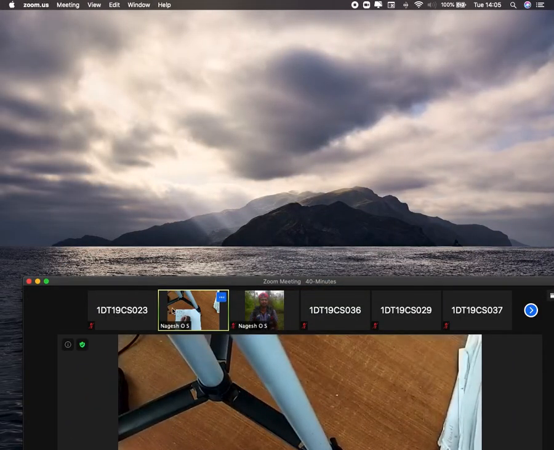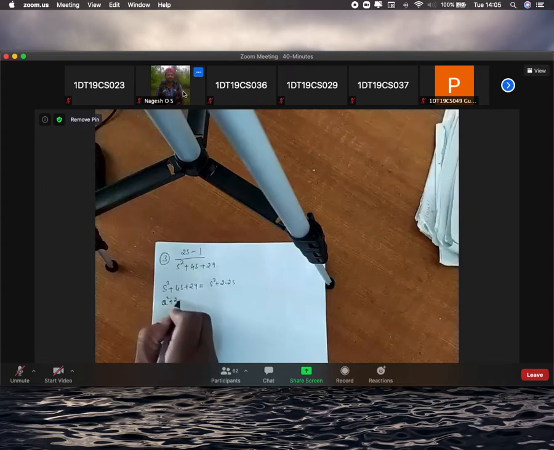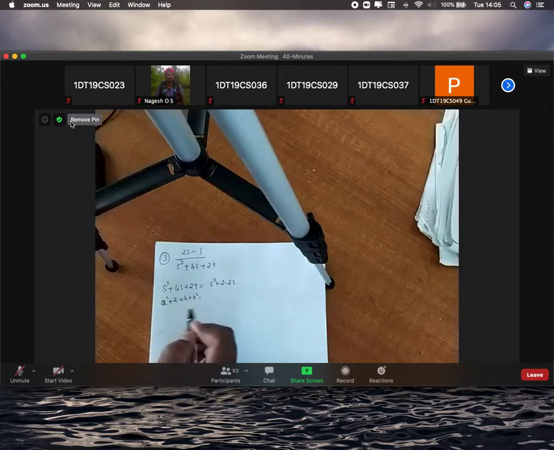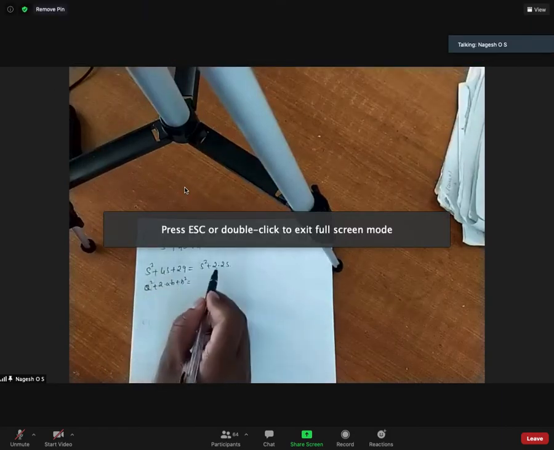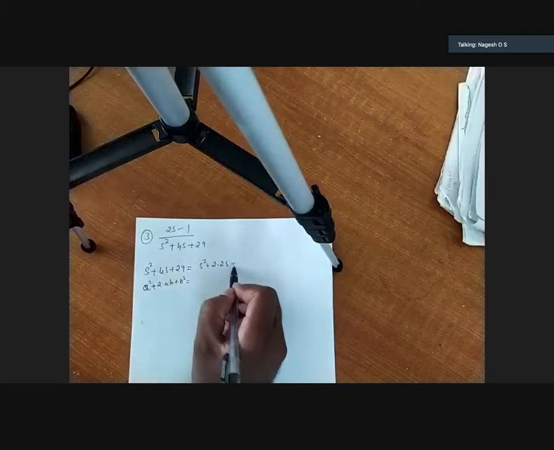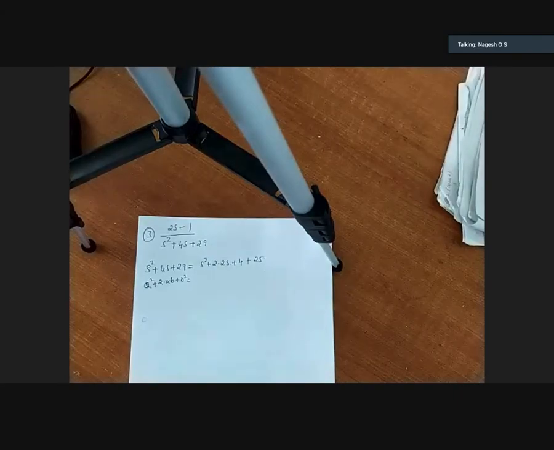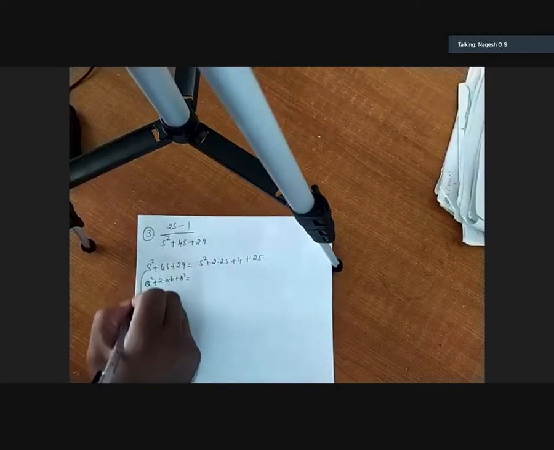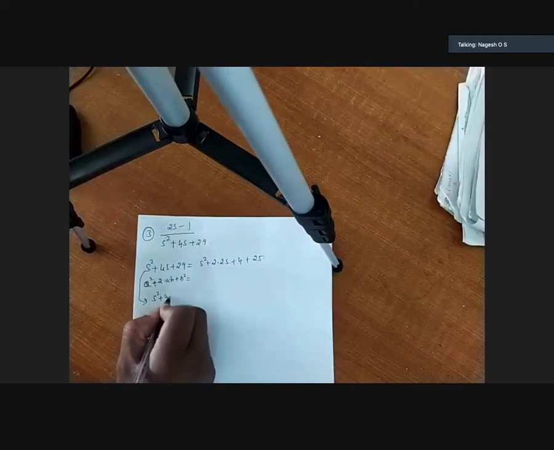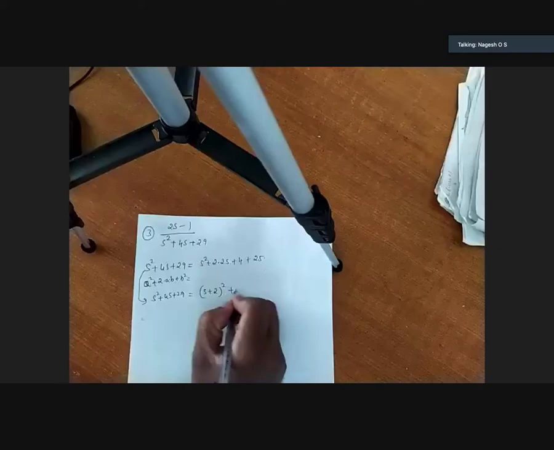s square plus 2 into 2s, because you have to compare this with a square plus 2ab plus b square. In place of a, s is there, so here we have to write 2. In place of b, 2, so this will be 4 plus 25. 29 you can write as 4 plus 25. So this will reduce s square plus 4s plus 29 to (s plus 2) whole square plus 25.